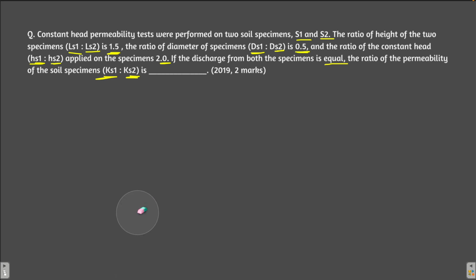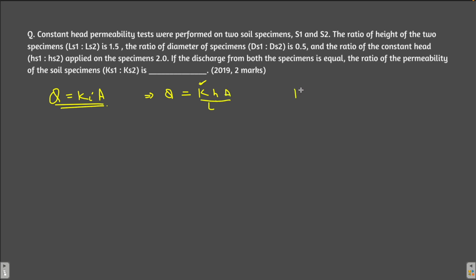Now this is a confusing question. So first of all, in constant head permeability test, the formula which we use is Q equals KIA, if you remember, or you can say that Q is equal to K into I, meaning head loss by the length of the soil, into A. Or you can say that K is equal to Q into L, where L is the length of the soil, divided by H, the head loss, into area, QL by HA, right? Now we have to find out what is KS1 by KS2.